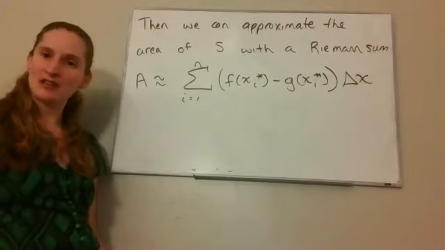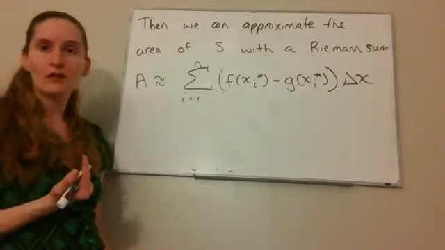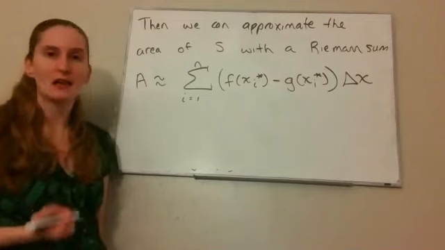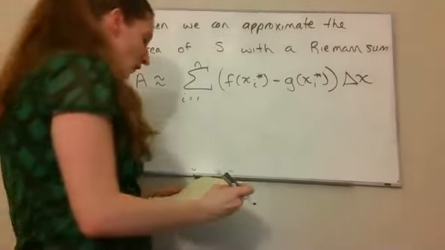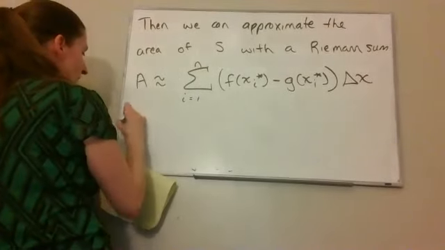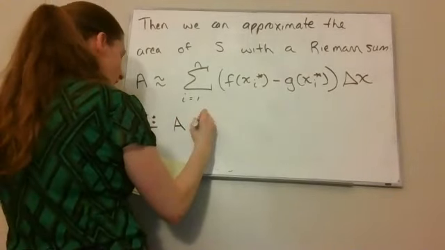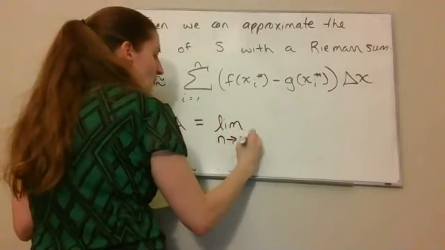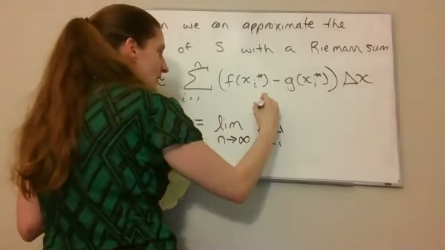Now, if you remember back to when we first learned how to find the area beneath one curve, what we did from there is we figured out that the more rectangles you have, the better this estimation is. So we're going to define our area. The area between the two curves is equal to the limit as n approaches infinity of this Riemann sum.